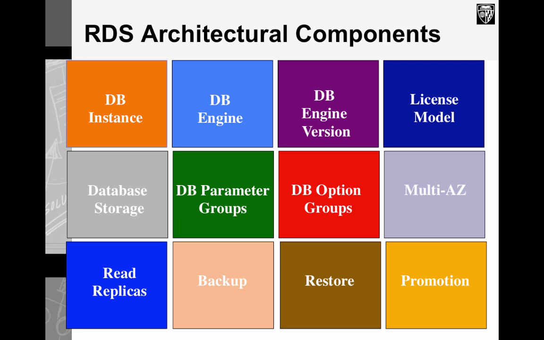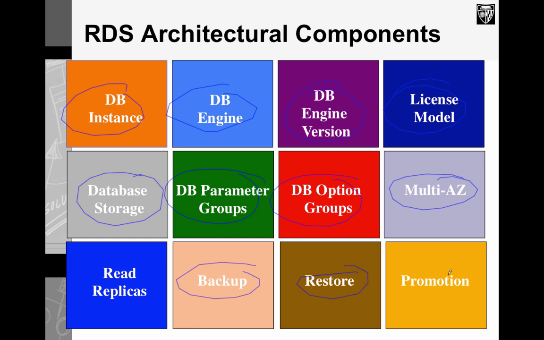RDS architectural components. There are several components, terms that are part of the RDS architecture that we should familiarize ourselves with so that it makes it easy for us when we start using the RDS service. They are DB instance, DB engine, DB engine version, the license model, database storage, DB parameter groups and DB option groups, multi-AZ, read replicas, backup, restore, and promotion. Let's look at these concepts in more detail.